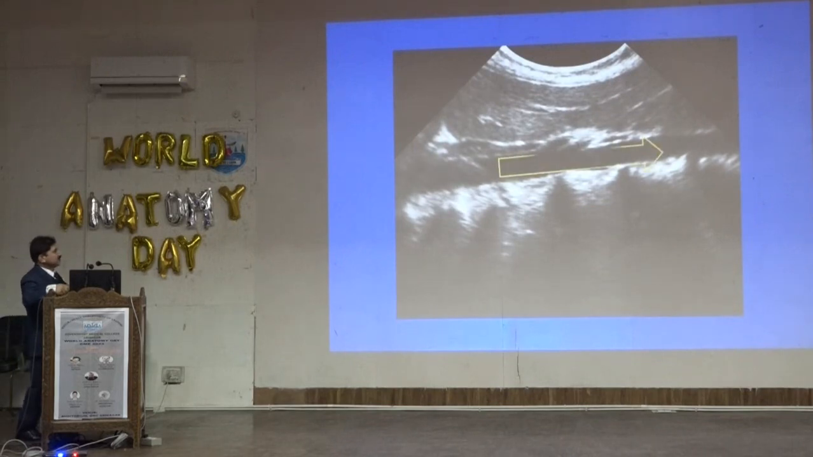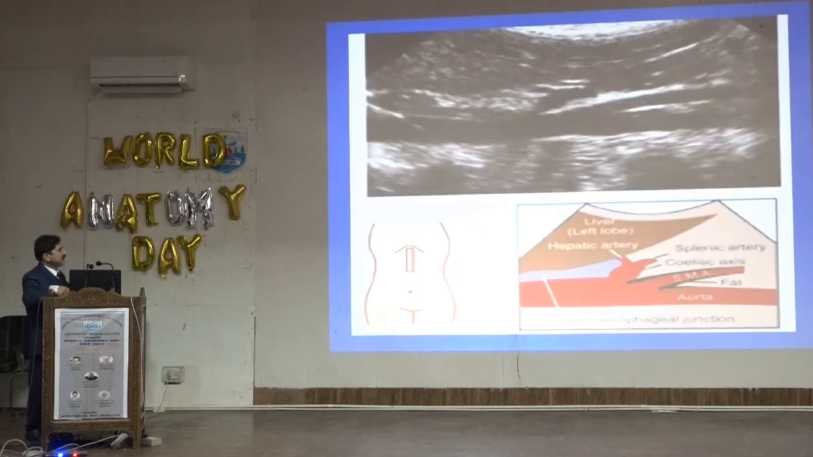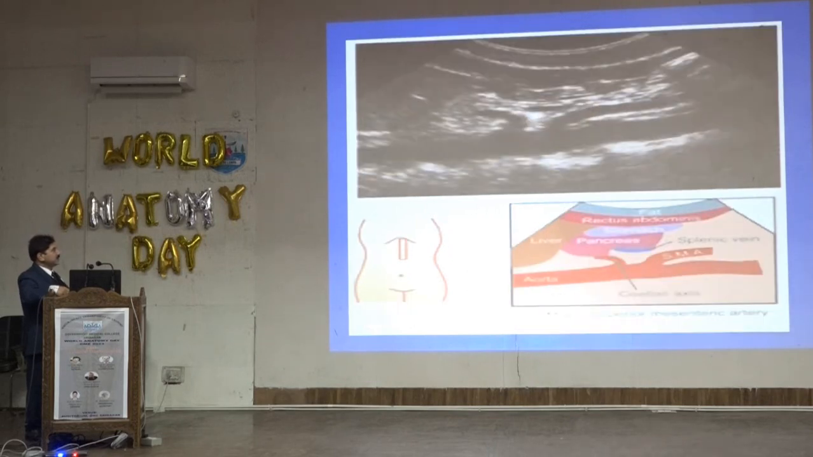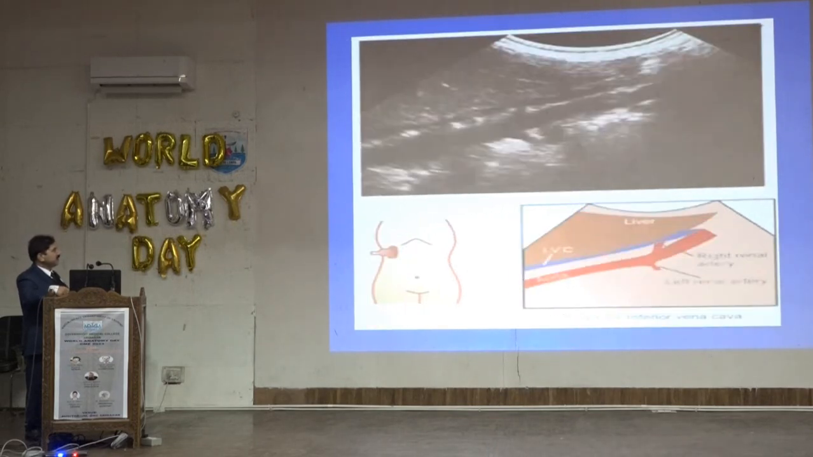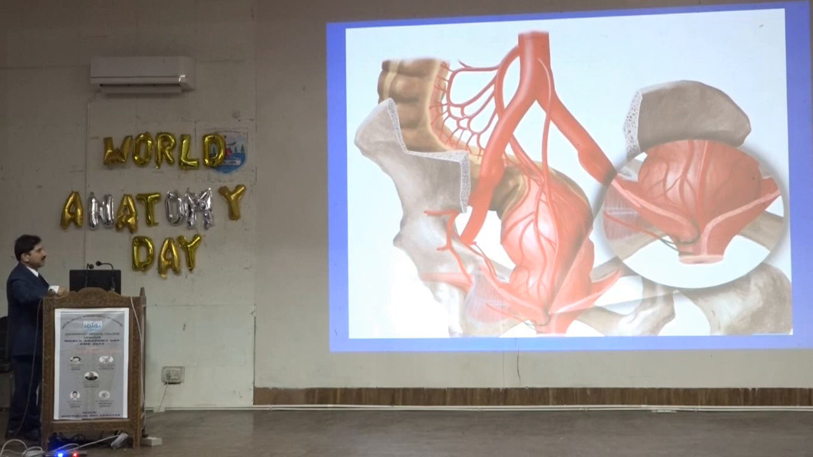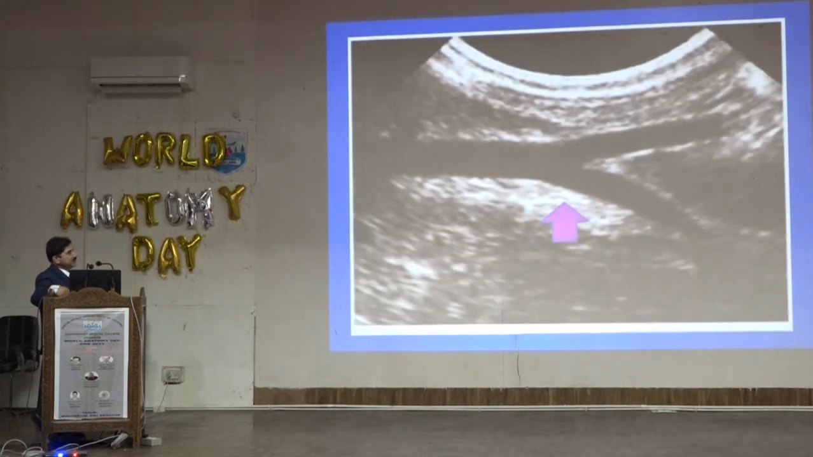This is the longitudinal section of the abdominal aorta, where we can see the superior mesenteric and inferior mesenteric arteries originating from it using ultrasound. The abdominal aorta divides at the level of L4 into right and left common iliac arteries. By taking a transverse section, we can see the division of the abdominal aorta into right and left common iliac arteries.